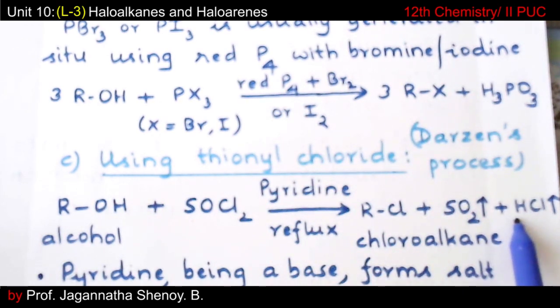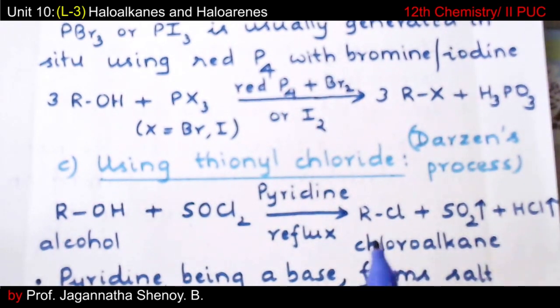As a result, the concentration of the product keeps on decreasing, and according to Le Chatelier's principle, to compensate for the decrease in concentration of HCl, equilibrium shifts more towards the right, and this will favor higher yield of alkyl chloride. Now the question is, can I make use of this method to prepare a bromoalkane and iodoalkane?